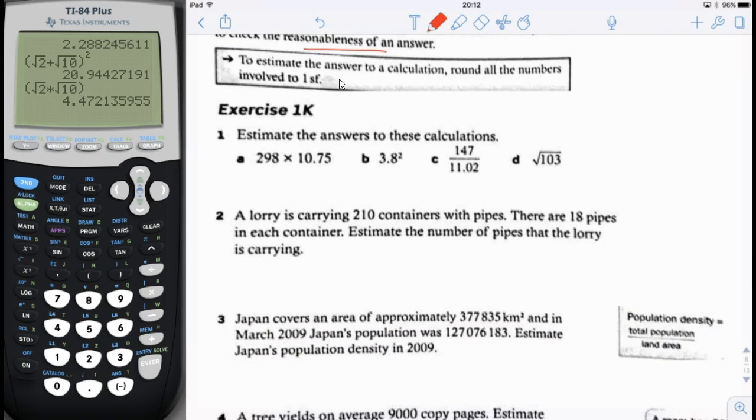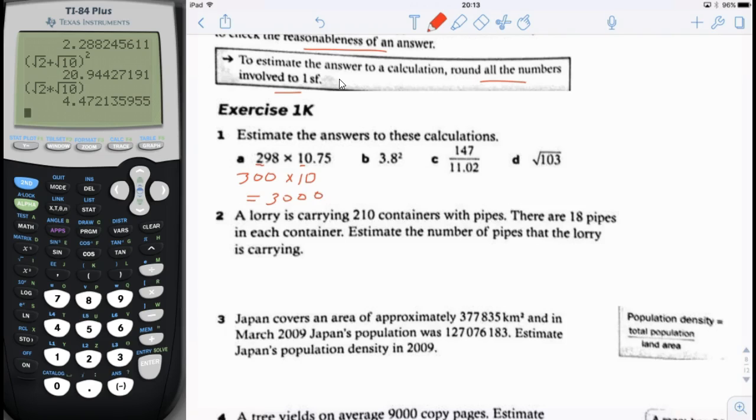Okay, so let's see. We're going to round all the numbers to one significant figure. So the 298, is that going to be 200 or 300? It's going to be 300, right? Because the 9 is going to round the 2 up to a 3. And then we're going to multiply it times, let's see, is it going to be a 10 or a 20? It's going to be a 10, right? It's closer to 10. So the answer is 3000. What about B?